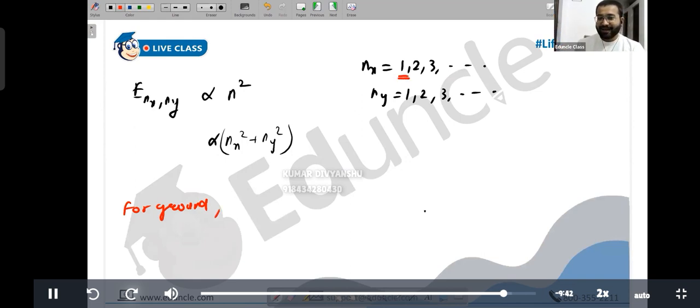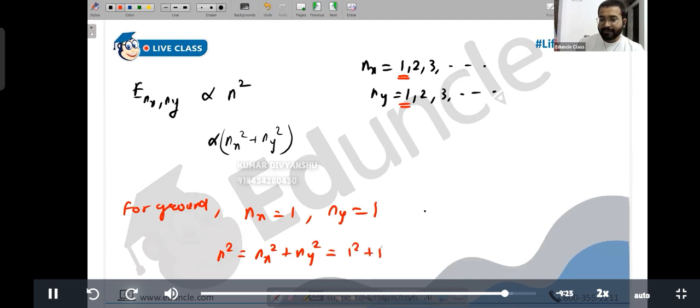For the ground state, what is the minimum combination here? nx and ny, which is 1 and 1. Absolutely, nx is 1, ny is 1. In that case n square is nx square plus ny square, so that will be 1 square plus 1 square, which is 1 plus 1, which is 2. N square is 2. So for your ground state energy, you can write E1 by the way. 1 will tell you it's the ground state.